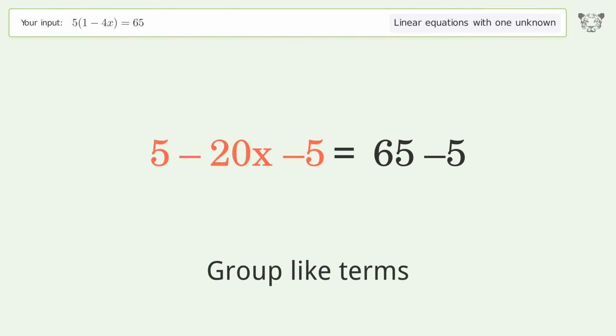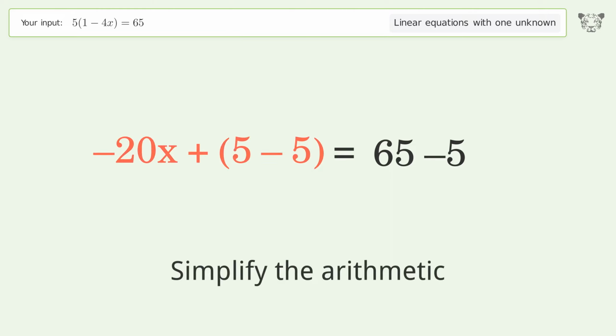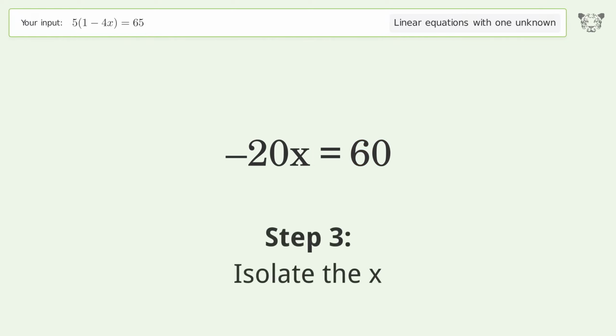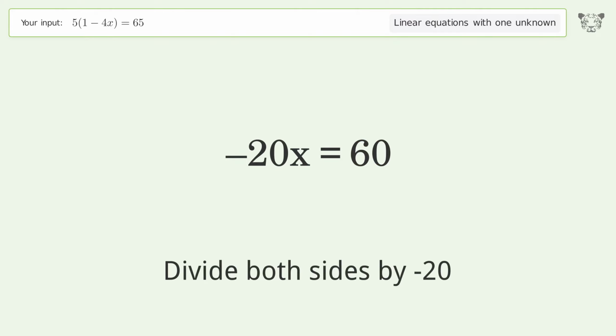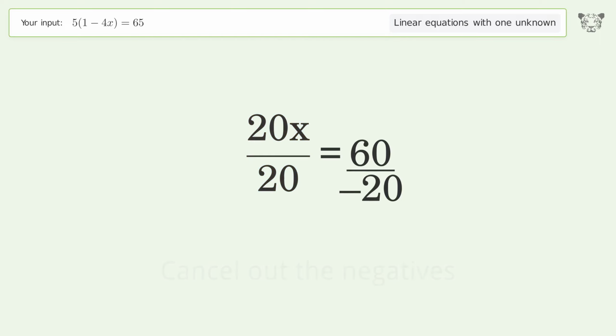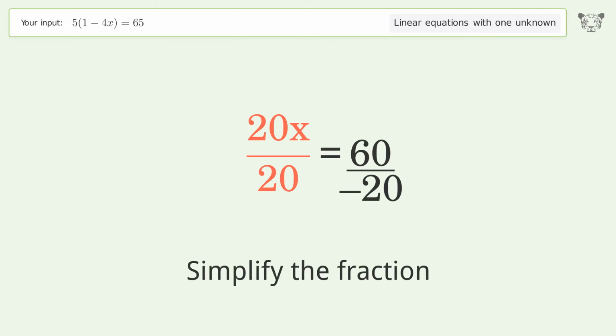Group like terms. Simplify the arithmetic. Isolate the x. Divide both sides by -20. Cancel out the negatives. Simplify the fraction.